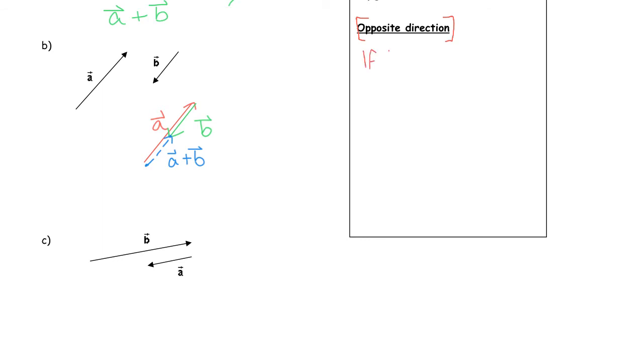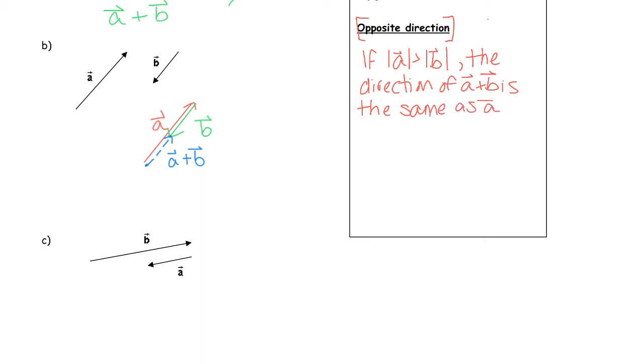So if I have the magnitude of A greater than the magnitude of B, and that's the diagram that we have, the direction of A plus B, that resultant vector, is the same as A. We also know in this case that the magnitude of that A plus B vector is equal to the magnitude of A minus the magnitude of B. Again, hopefully you can see that from our picture.